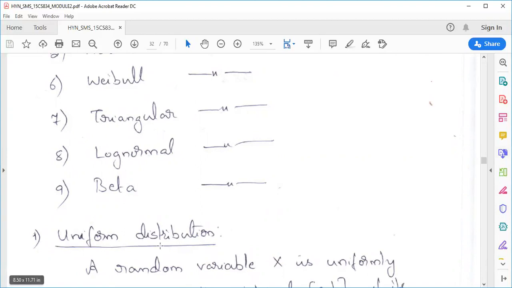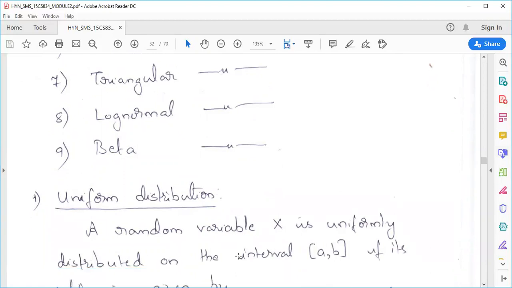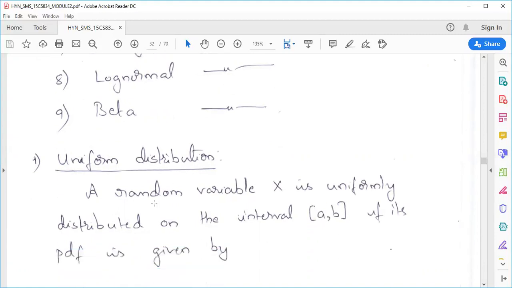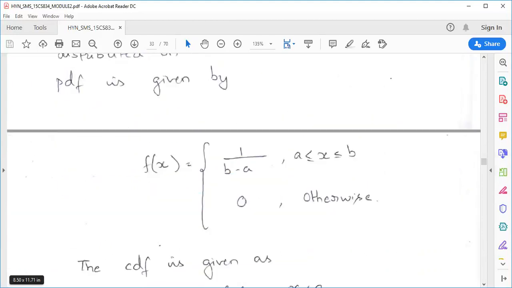What do you mean by uniform distribution? In uniform distribution, the random variable is uniformly distributed in the interval a comma b, right? When I talk about the interval, it is a closed interval, where a is the starting point and b is the ending point. For every continuous distribution, there are 2 types of distribution functions. The first one is the probability distribution function. The second is the cumulative distribution function, right?